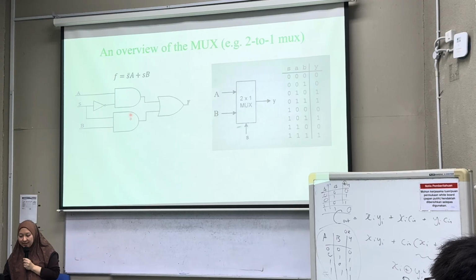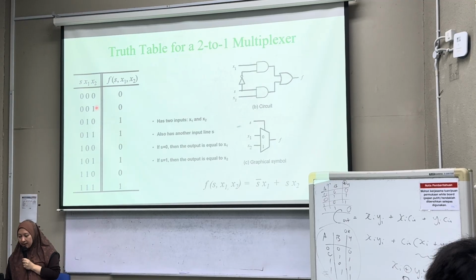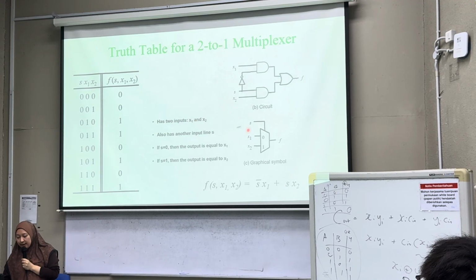Okay, 2 AND gates, one OR gate and 1 NOT gate. So that's the 2-to-1 MUX. Again, this is your truth table for the 2-to-1 MUX. You have 2 inputs, X1 and X2, and a select line S.